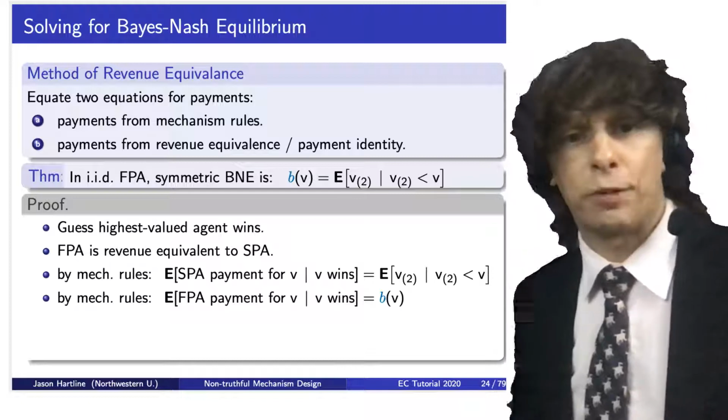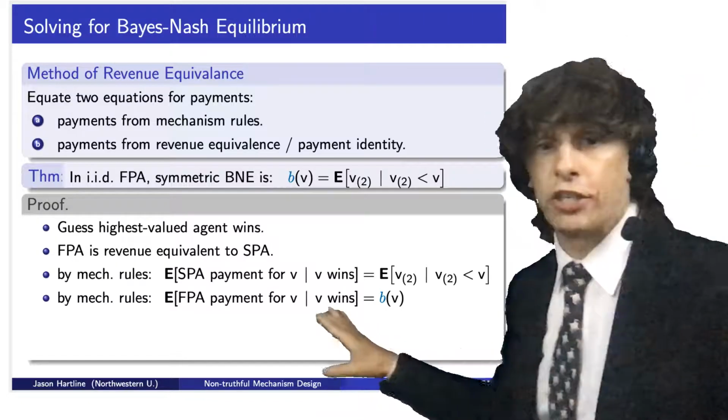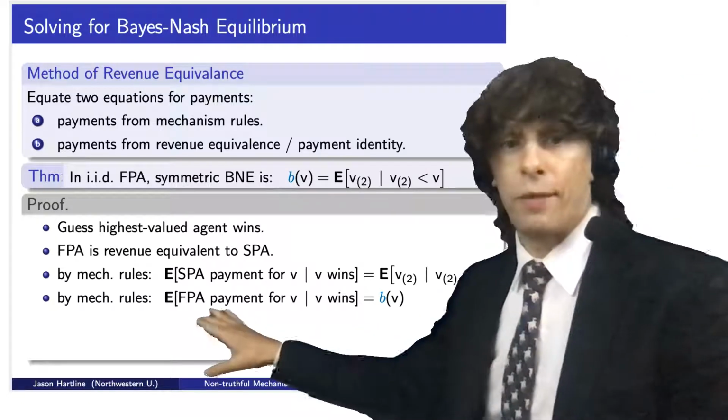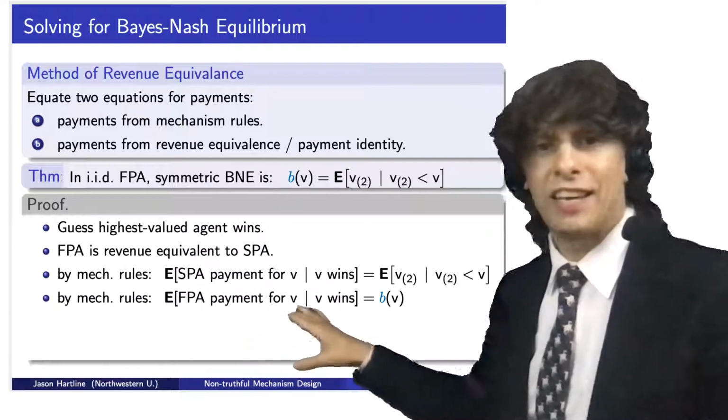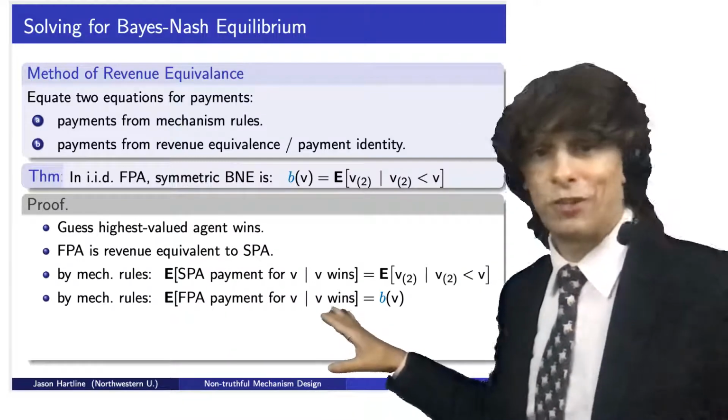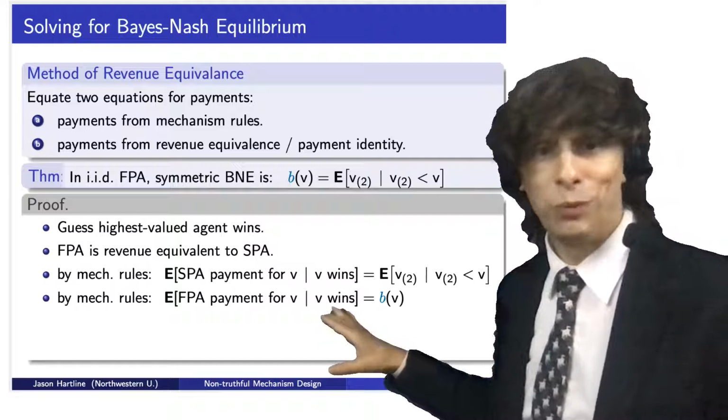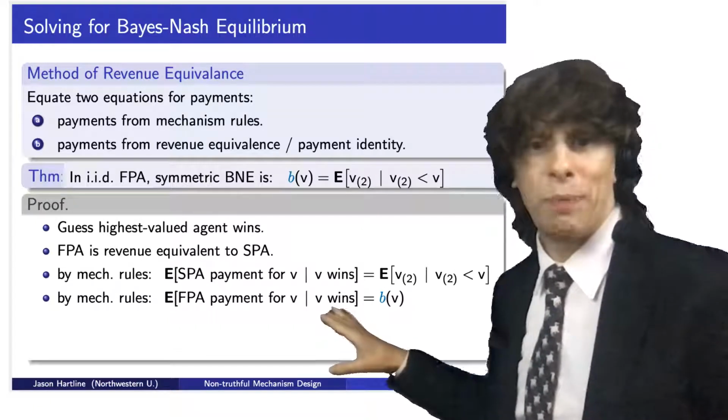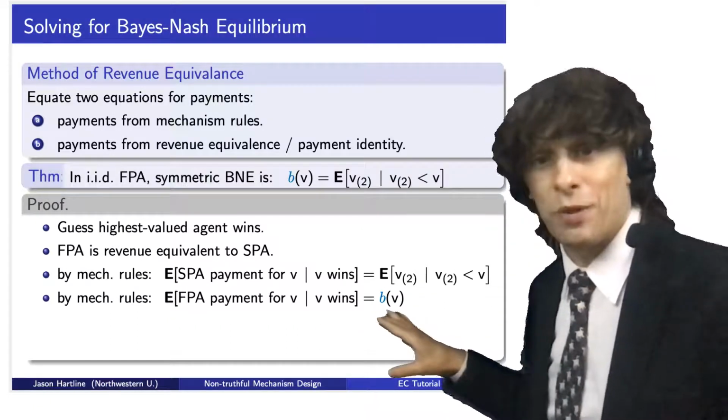All right, what about the first price auction? In the first price auction, your expected payment when your value is V, conditioned on winning. Well, it's a first price auction. So by the mechanism rules, if you win, you pay your bid. So it's exactly equal to the bid you give with value V.